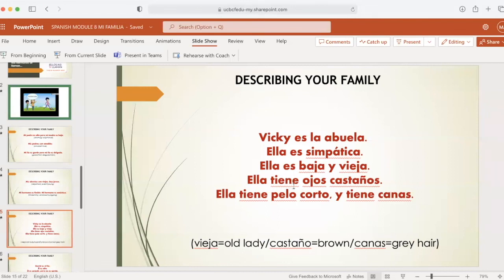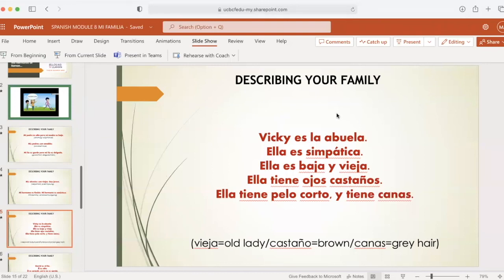Ella tiene ojos castaños. Tiene is again have. She has. Ojos is eyes. So castaños now is brown. She has brown eyes. Tiene ojos castaños. Ella tiene pelo corto. Pelo is hair. Corto is short. So she has short hair. Y tiene canas. Canas now is a noun you use when you want to say gray hair, no? Although pelo is the Spanish translation for hair, if you want to say gray hair, it's called canas.